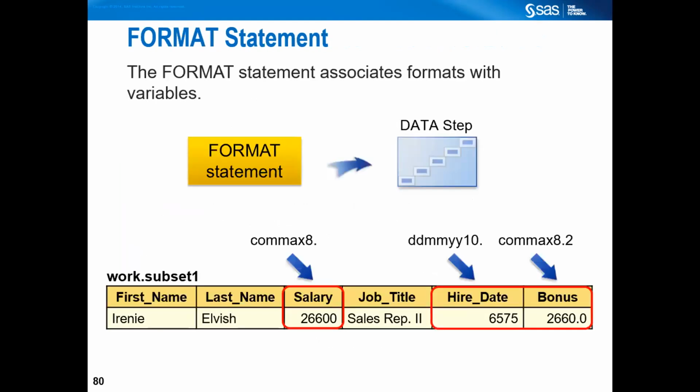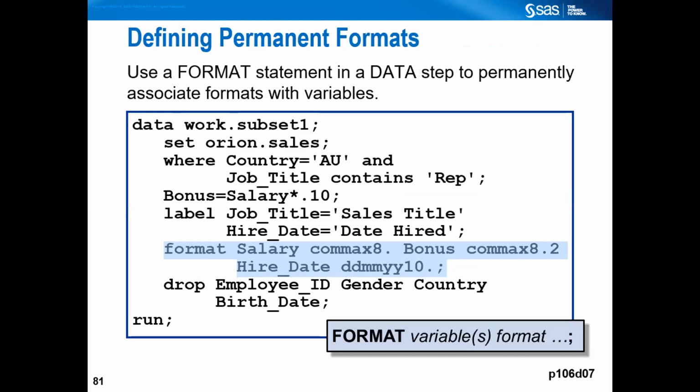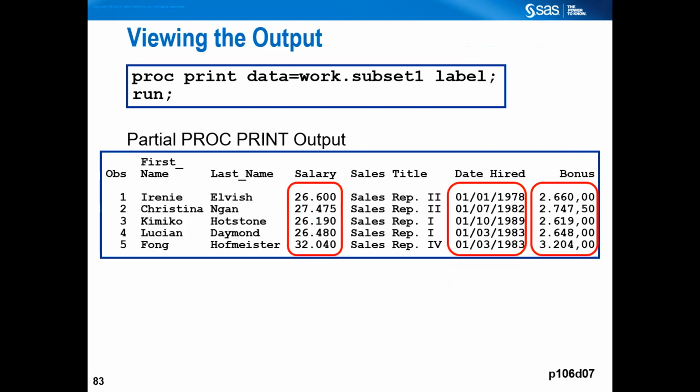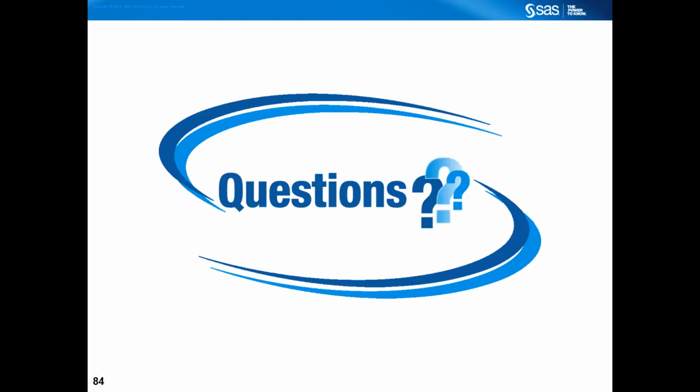Okay. Same goes with formats. So the format statement associates formats with columns and it becomes one of the permanent attributes. Whenever you display a report, the values for salary, bonus and hire date appear with their permanent formats. And this is what you see in your contents, that there is a format attribute and you see the default. Simply write proc print on your new data set and the result comes along with the default format. Right? So any questions here?